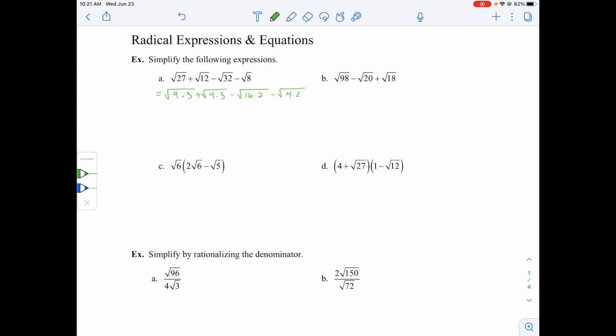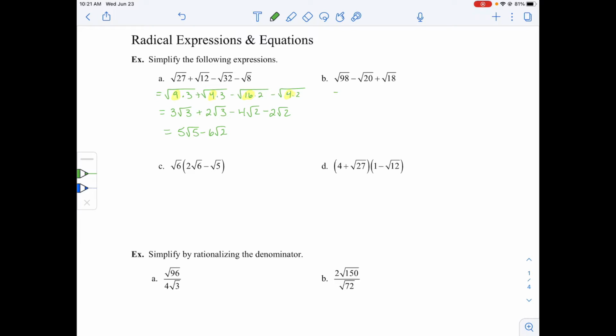So I'm simplifying, then I'm going to take out the largest perfect square factor from each of those numbers, which the first one would be 3 root 3, plus 2 root 3, minus 4 root 2, minus 2 root 2. And when we combine those, we get a 5 root 3 minus 6 root 2.